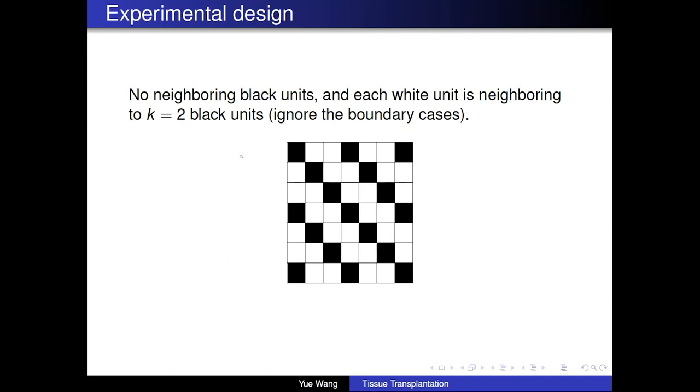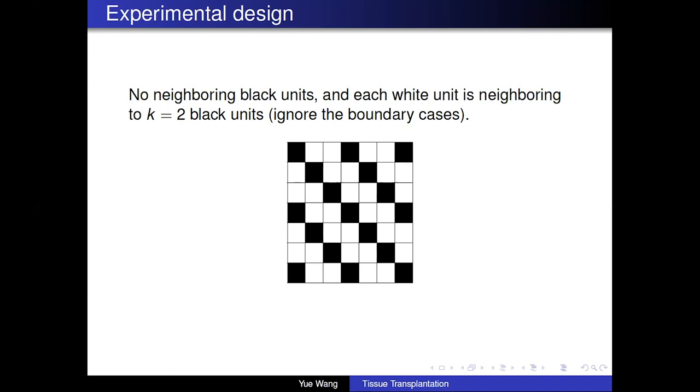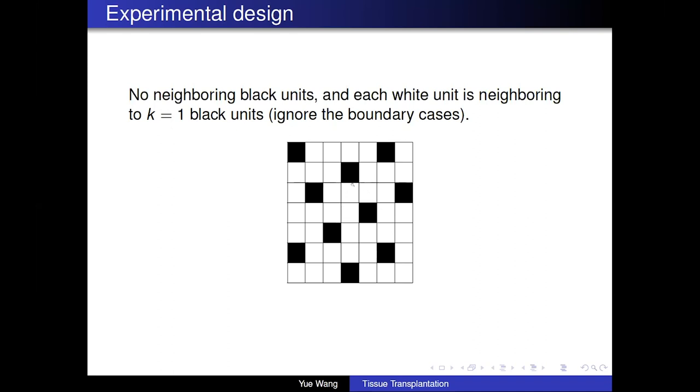And this is for k equals 2. You can see that black units are not neighboring, and so each white unit not on the boundary is neighboring to 2 black units. And for k equals 4, we can see that we have half white and half black. For k equals 2, we have 1/3 of black. For k equals 1, we can see that black units are not neighboring, and each white unit is neighboring to exactly 1 black unit. And here we have 1/5 of the black units.